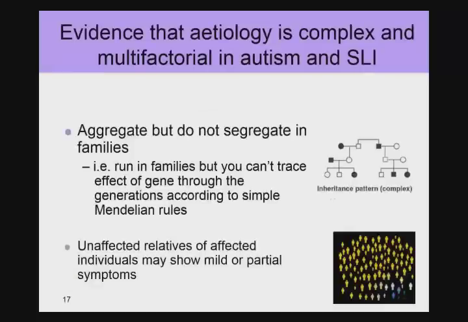Now, the first thing to say, to give a bit of background to both conditions, is that in both autism and specific language impairment, there's evidence that the etiology, the fundamental causation, is complex and multifactorial. And I said that in an earlier slide. It's complicated, but that's not just me waving my hand and saying it's complicated. It's that there's evidence it's complicated. And one bit of evidence is just, okay, it runs in families, but how does it run in families?